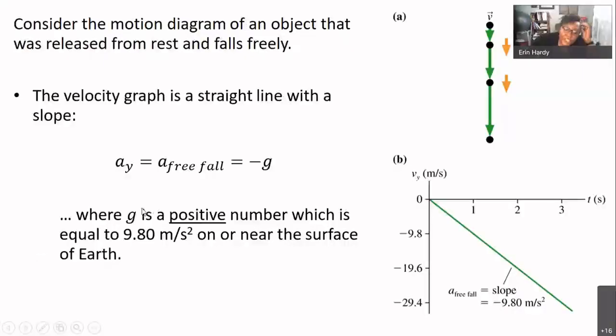And I mentioned that g is equal to 9.80 meters per second squared on or near the surface of the planet. The further you get from the surface of the planet, the weaker this gets. The direction never changes. It's still pointing toward the center of the planet, but the value would get smaller and smaller.